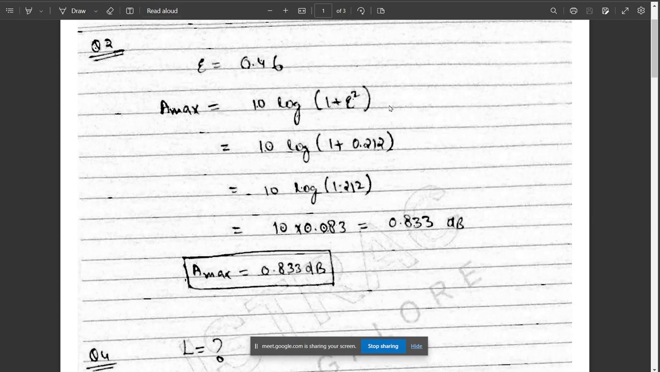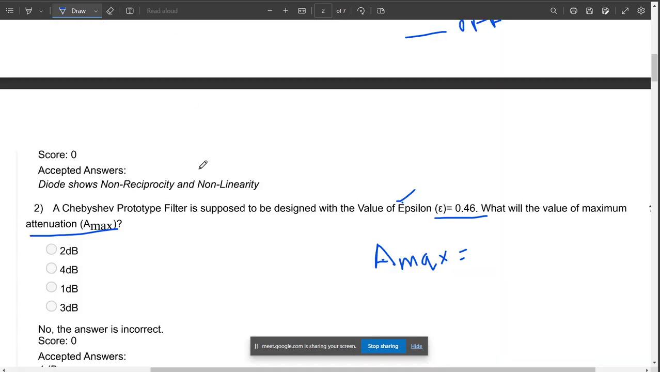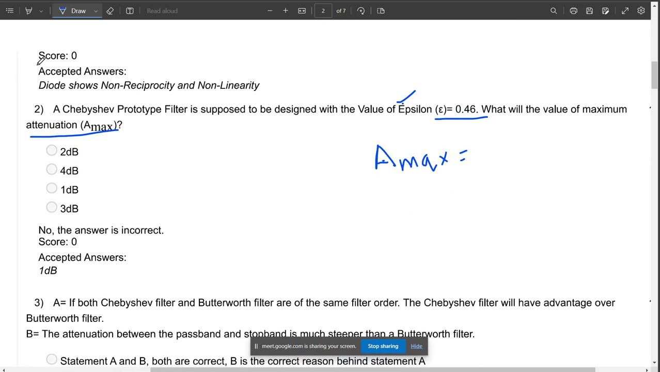So maximum attenuation is given by 10 log. This is in dB, right? This is in 1 second. 0.833 dB. Yeah.